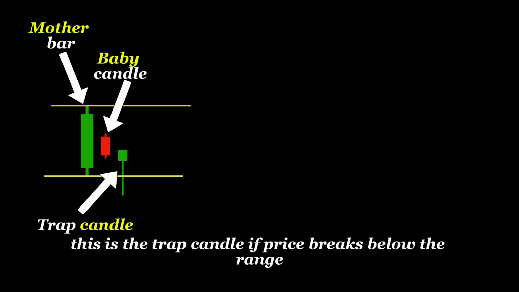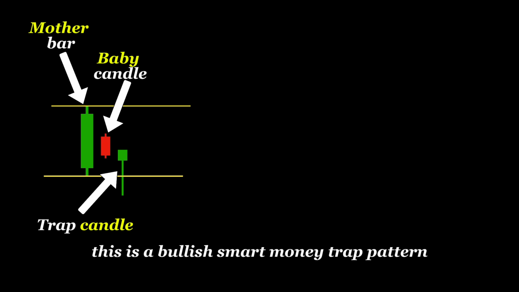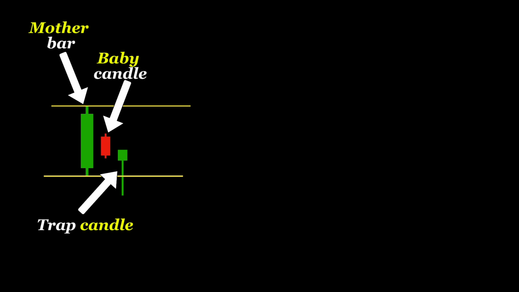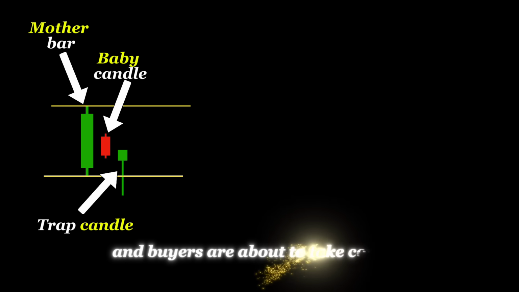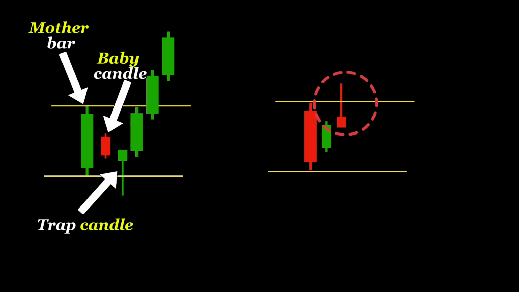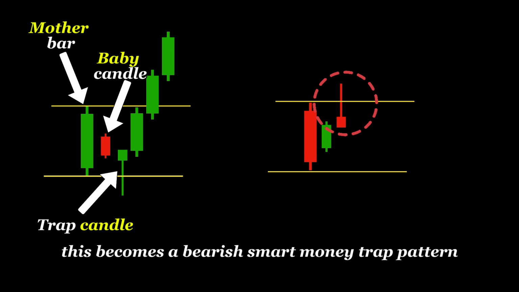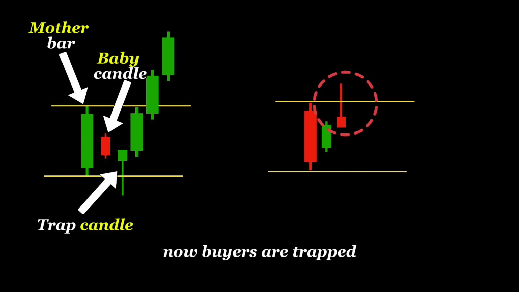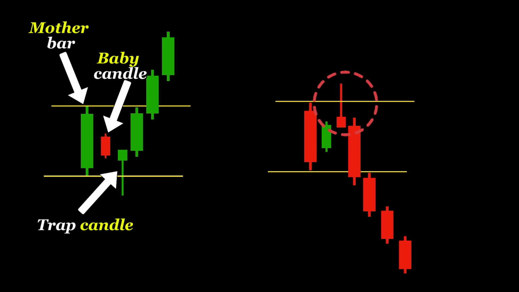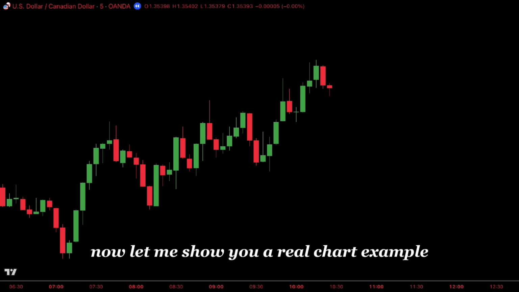If price breaks below the range, and then closes back inside it, this is a bullish smart money trap pattern. It means sellers got trapped, and buyers are about to take control. On the other hand, if price breaks above the range, and then closes back inside, this becomes a bearish smart money trap pattern. Now buyers are trapped, and sellers are ready to push the market down. Now let me show you a real chart example.